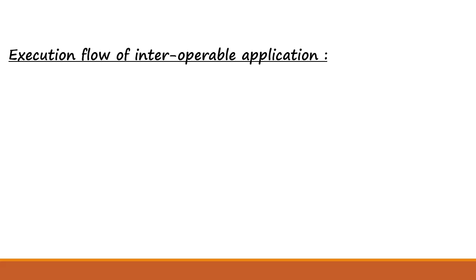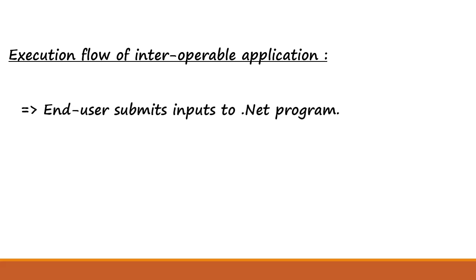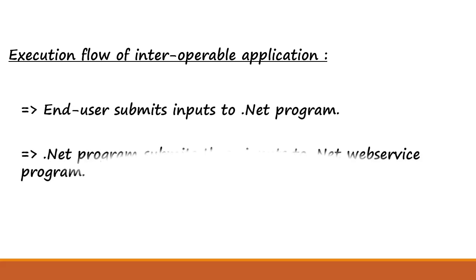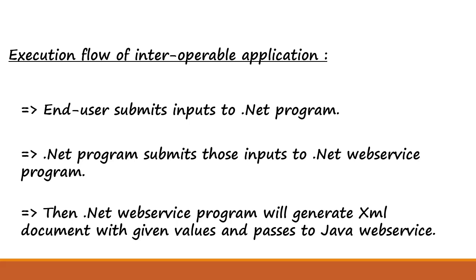Execution flow of an interoperable application. Just now we have seen a diagram and I have explained the flow of execution. We will see the points we have discussed. The end user submits input to the .NET program. The .NET program submits those inputs to the .NET web services program. Then the .NET web services program will generate an XML document with the given values and pass it to Java web services, either given values or a given object.